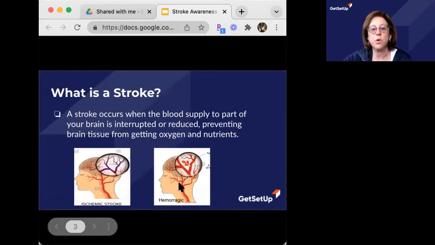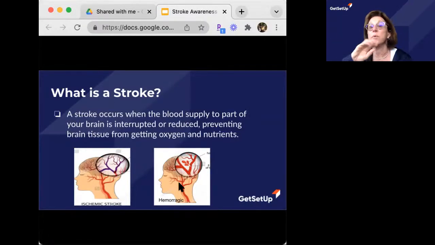So that is a stroke where there is already a blood vessel in the brain that is bleeding for a reason, whether it be an aneurysm or something else, but it is a blood vessel in the brain that already is bleeding or bleeds without a clot coming from somewhere else. So that's the main thing.